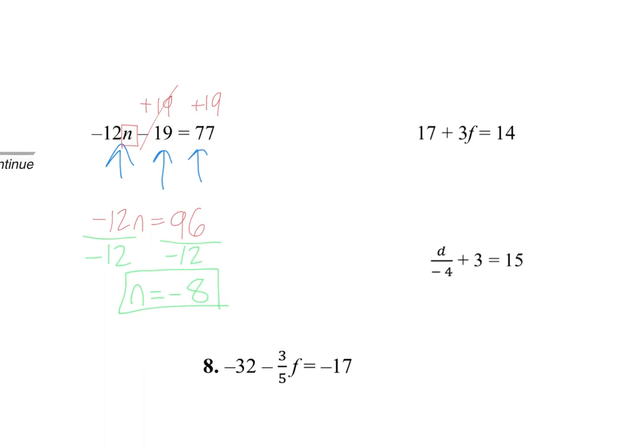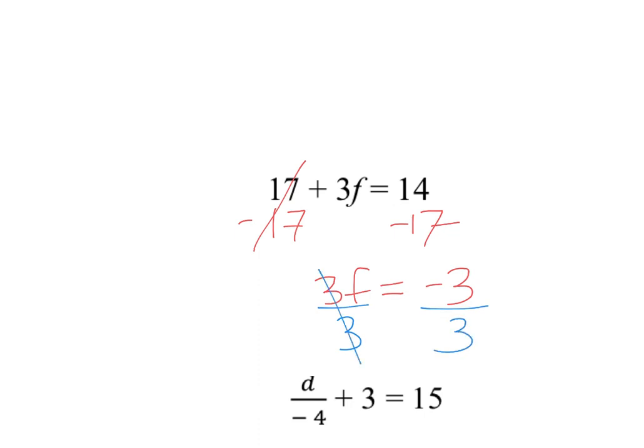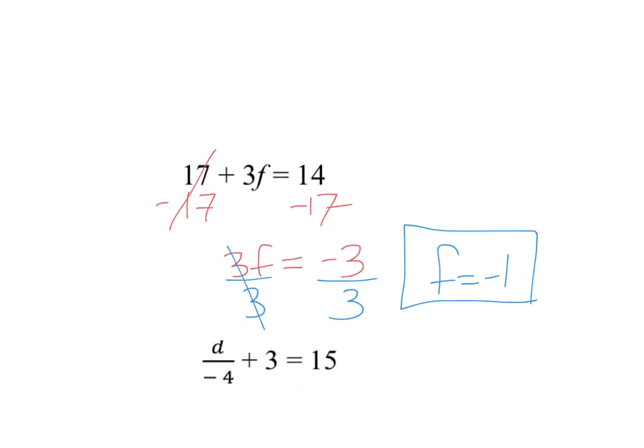You can see one like this, which is very similar. First steps here are going to be to subtract 17 from both sides. 14 minus 17 is negative 3. Now I'm able to divide everybody by the 3. To get that f is equal to negative 1.